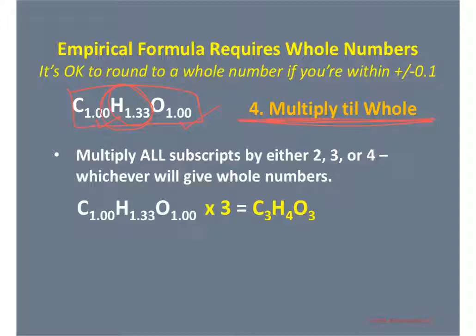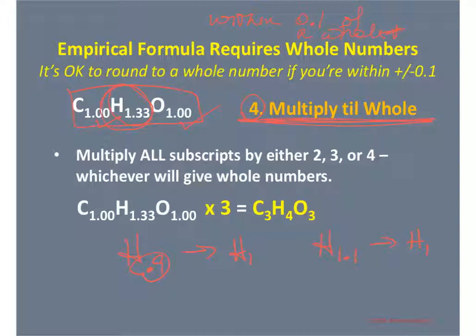So the general rule of thumb is if you are within 0.1 of a whole number, you can round to that whole number. Okay, so what do I mean by that? So if I had hydrogen 1.1, I could round that to hydrogen 1. There's 1 hydrogen. Or if I had hydrogen 0.9, I could round that to 1 hydrogen. Anything outside of 0.1 away from a whole number, though, is too far away. So then you would have to go to step 4.